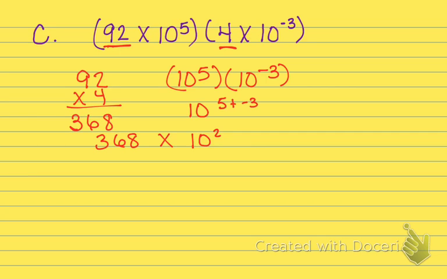Is this in scientific notation? No. So our decimal is here. We only have to have one digit before the decimal place. So we're going to move this 2 places. So 3.68. Our number got smaller because we moved it 2 places, so this has to get bigger by the number of places we moved. Because we moved 1, 2, we have to add 2 here. And this becomes 10 to the 4th.